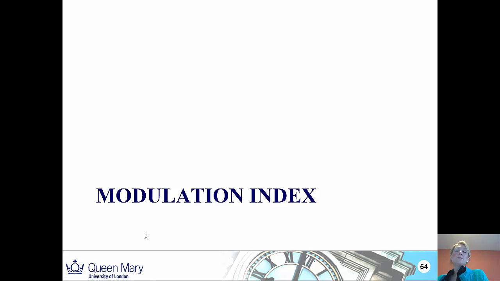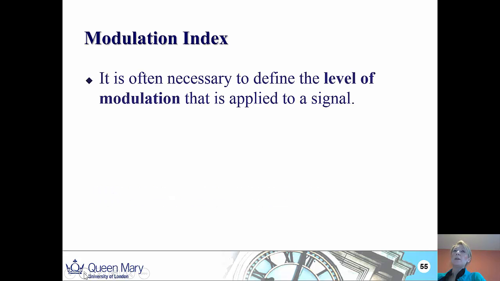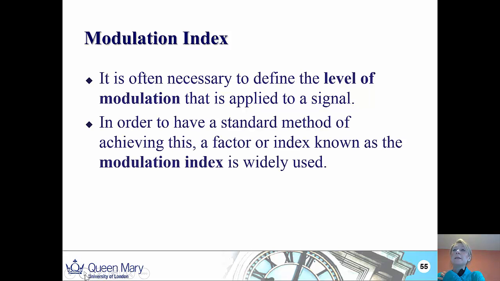So whenever we talk about modulation, we can consider the extent to which a signal has been modulated, and that extent can be captured in the modulation index. So we can calculate a number in relation to the amount of modulation which has been applied to a signal. It's often necessary to define the level of modulation that is applied. So we want to know how modulated a signal is, so we can appreciate if there's under or over modulation in order to maximise the efficiency of the communication within the constraints of the physical channel.